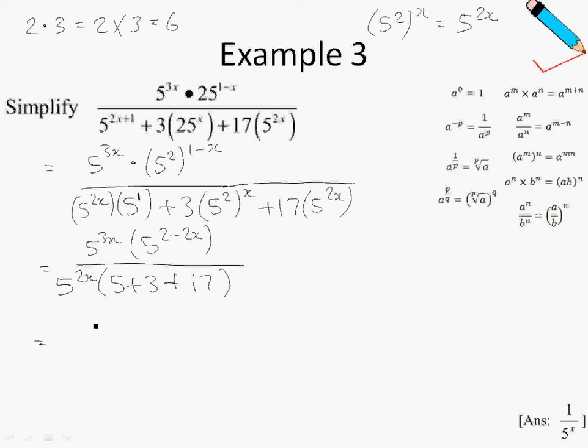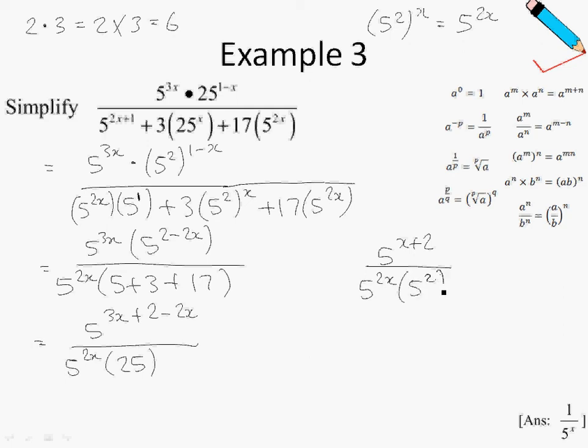Okay, and in the numerator, I'm going to do some further simplification. So now that we have a common base, the powers will add up because I'm doing a multiplication. So I'm using this law over here. Common base, multiplication, the powers add up. So 3x plus 2 minus 2x, over 5 to the power of 2x. 5 plus 3 plus 17 is just 25. Okay, let me just continue over here. So in the numerator, I'll have x plus 2. In the denominator, I'll have 5 to the power of 2x. Okay, 25 is just 5 squared.